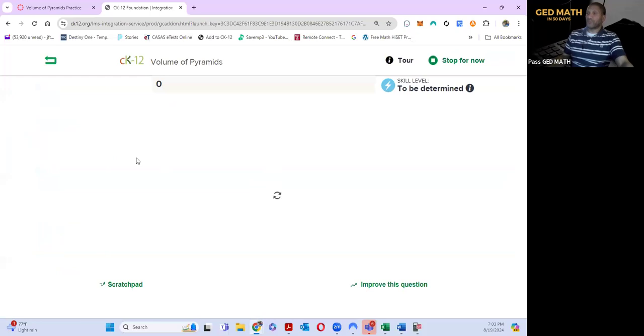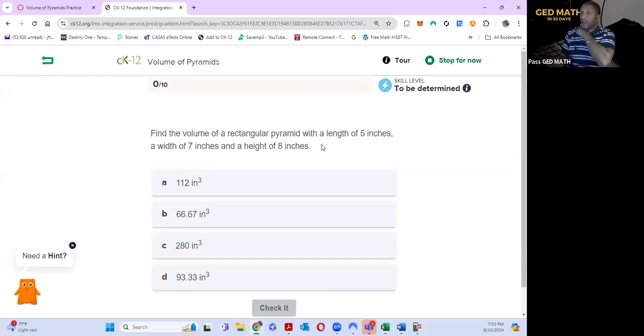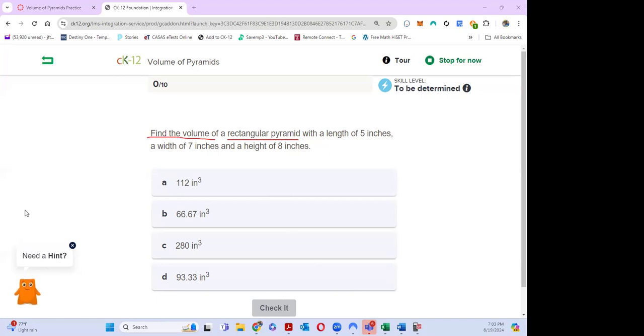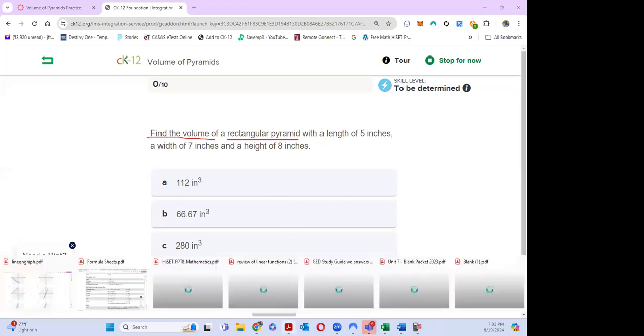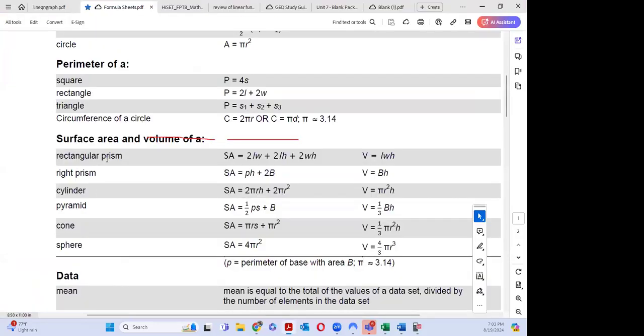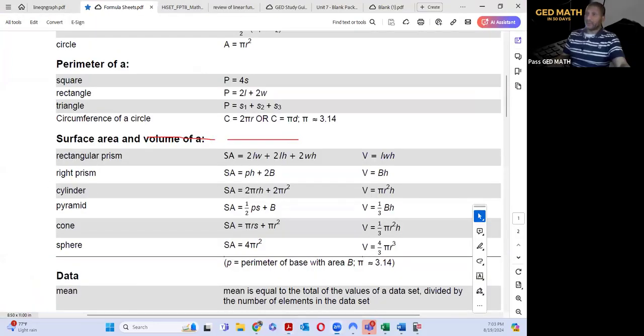Watch this. Find the volume of a rectangular pyramid with a length of 5 inches, a width of 7, and a height of 8. So first, they want you to find the volume of a rectangular pyramid. That's the first thing. So I'm going to go to my formula sheet. There's my rectangular prism right there. What did it say? Rectangular pyramid, right?